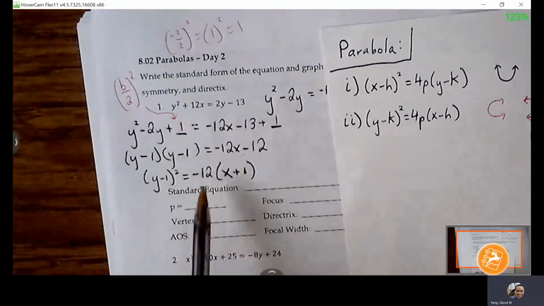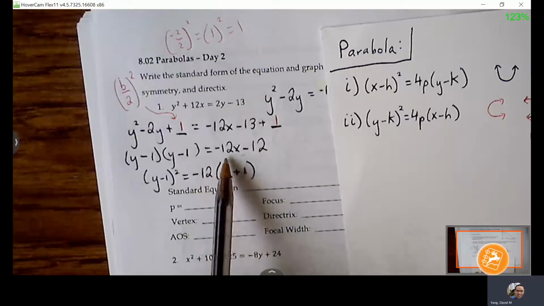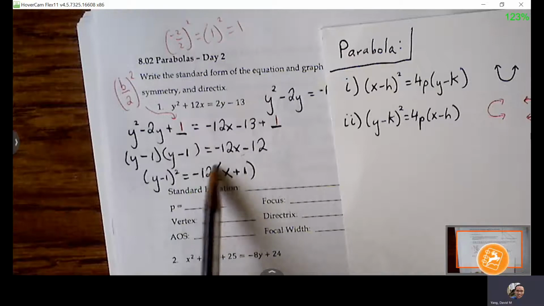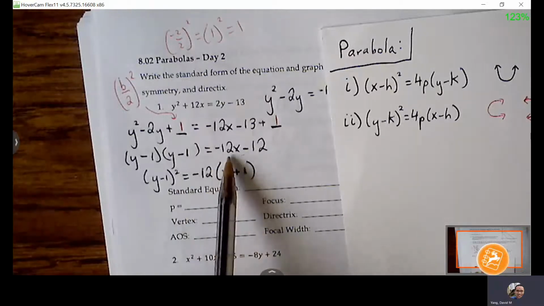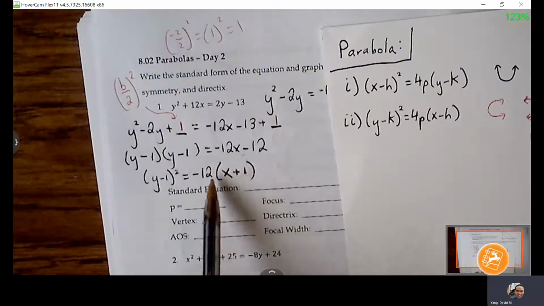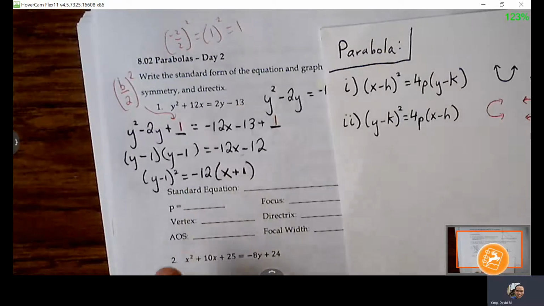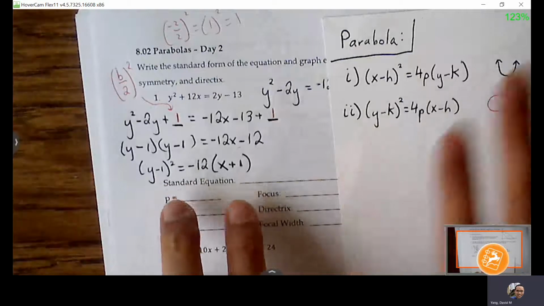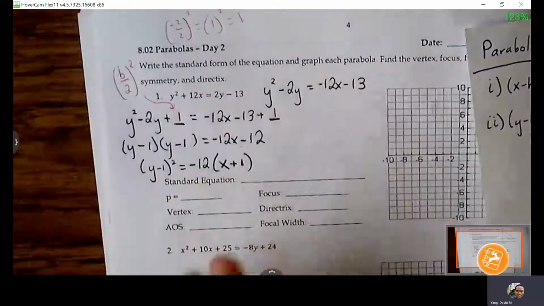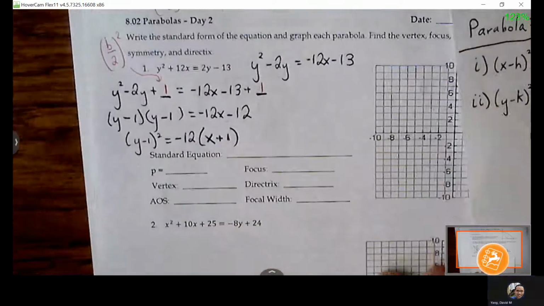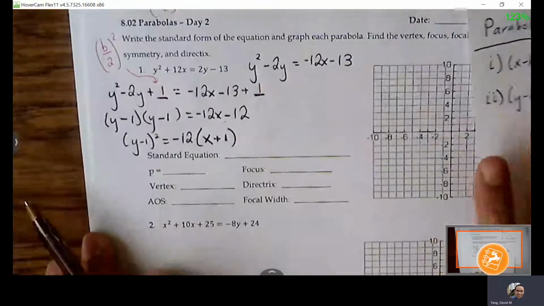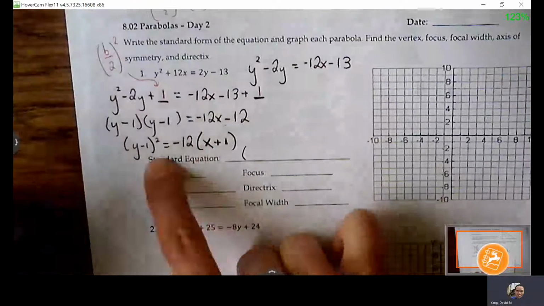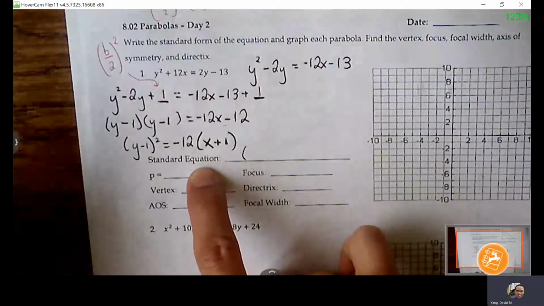Okay. We can always double check. If I distribute the negative 12 through, I should end up with what I started with. Negative 12x minus 12. Okay, so it's always good to double check and make sure that we haven't accidentally changed the sign when it's not necessary. So now, perfect match, right? Now we can, just like yesterday, pull the vertex, find the p-value, sketch your graph, and what you found can now go under that standard equation line.